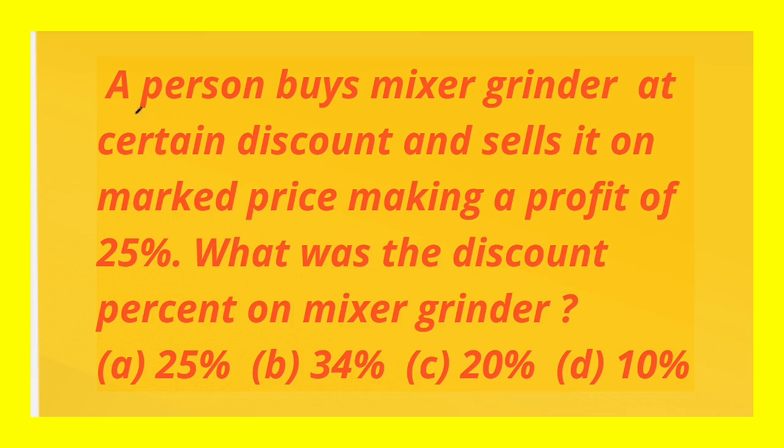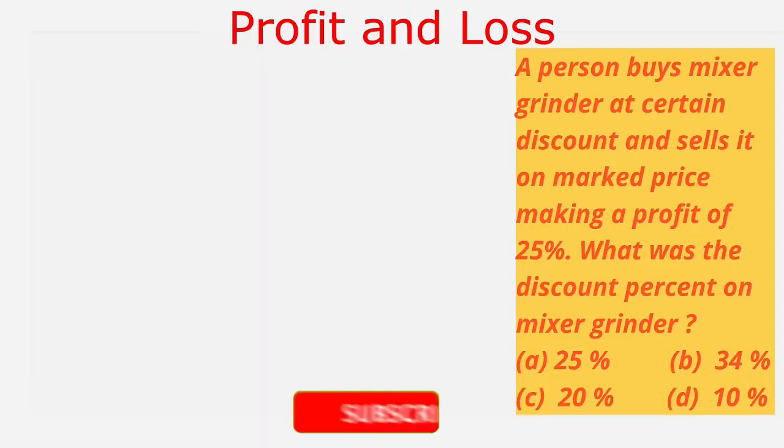Our question is, a person buys mixer grinder at certain discount and sells it on marked price, making a profit of 25%. What was the discount percent on mixer grinder? Our options are option A 25%, option B 34%, option C 20%, option D 10%. It is very easy question.